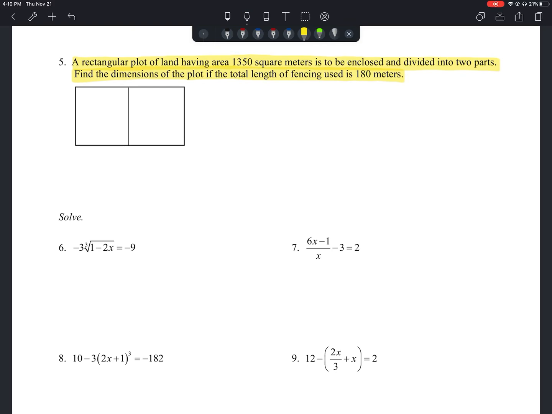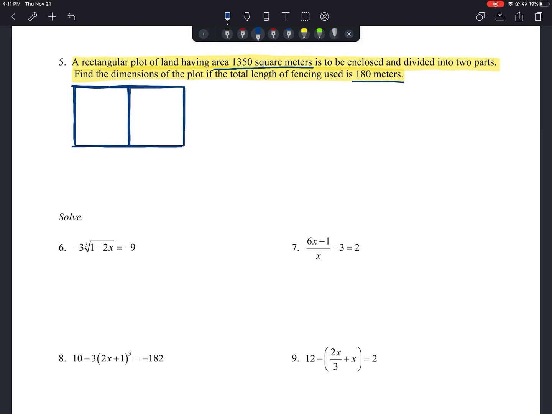So what we're saying here is we have this plot of land, and all of this large rectangle here, I'm just kind of overlapping it in blue. This is all going to be fencing all around this large rectangular plot, and we're going to have fencing that splits the lot in half. They've given us a little bit of information. They said that the area is 1,350 square meters, and the total length of fencing used is 180 meters.